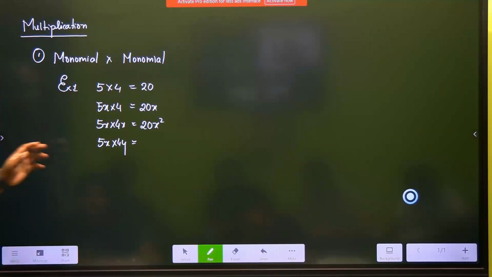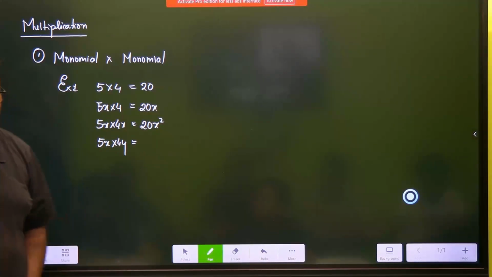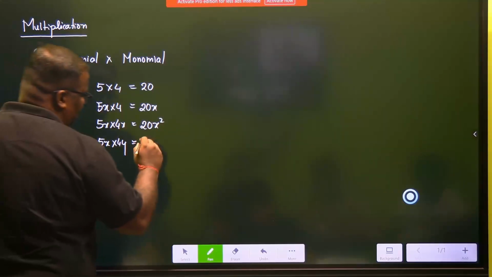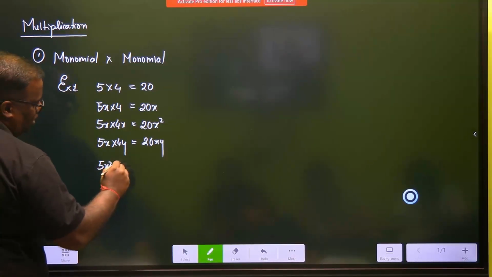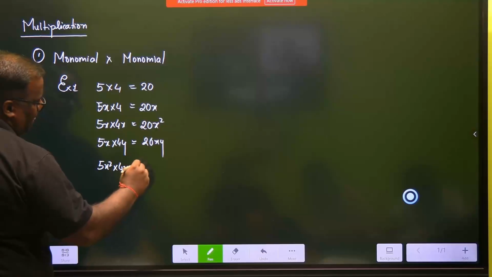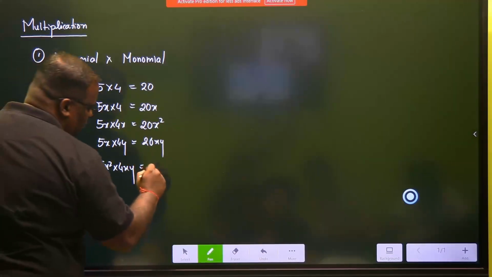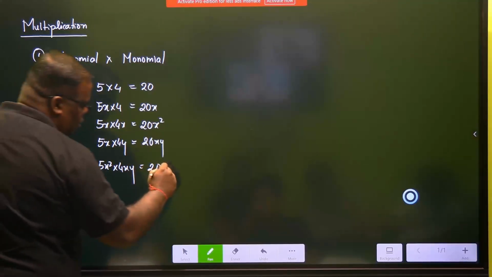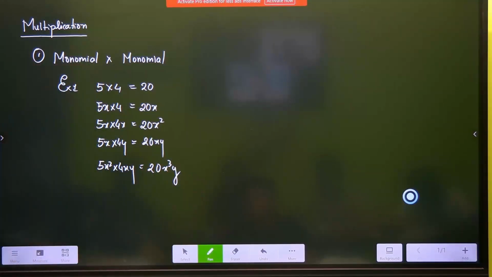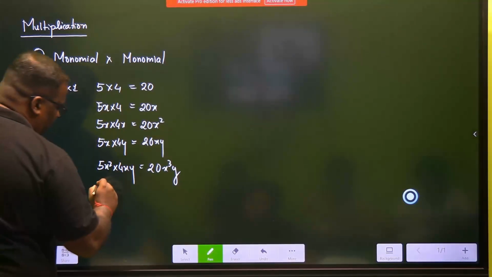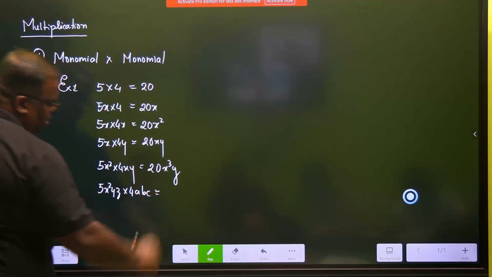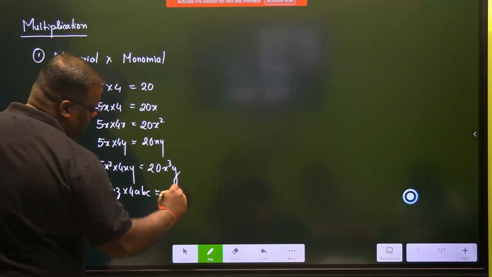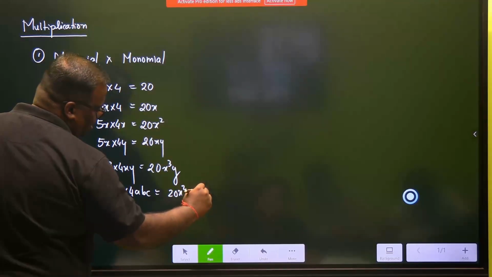Now, if this was addition, you would have that problem. Marriage cannot happen between unequals. But this is love marriage. You can run away and do the marriage also. So this is 20xy. Clear? Then 5x square into 4xy. So 5 into 4 makes it 20, x square and x makes it x cube, and the y will also come. समझ में आ रहा है? Then 5x square yz multiplied by 4abc will be 20x square yz abc.